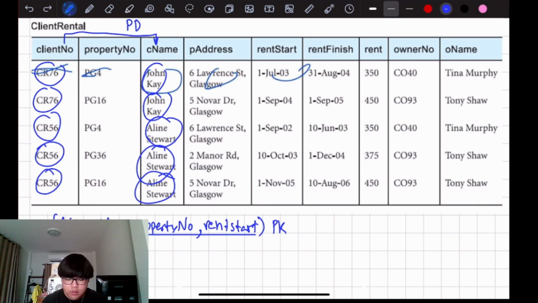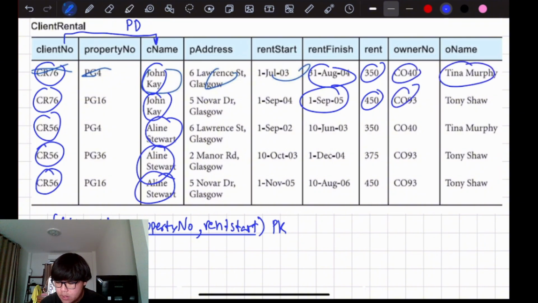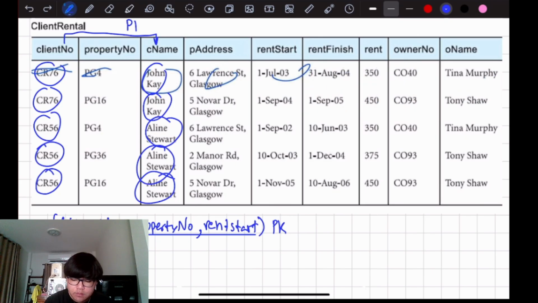In range start, CR57 and CR76 have two range starts, so it's not a partial dependent. Range finish has the same two. It's not the same, since CR26 has two, so it's not a partial dependent.